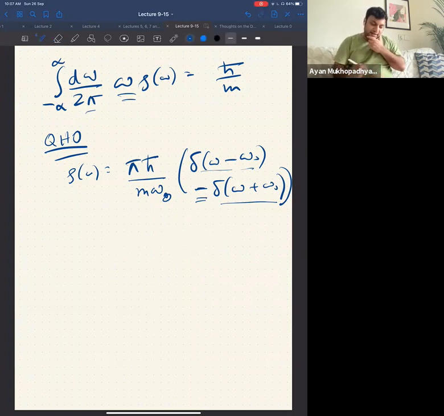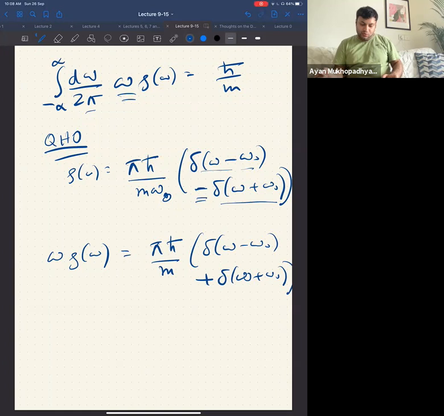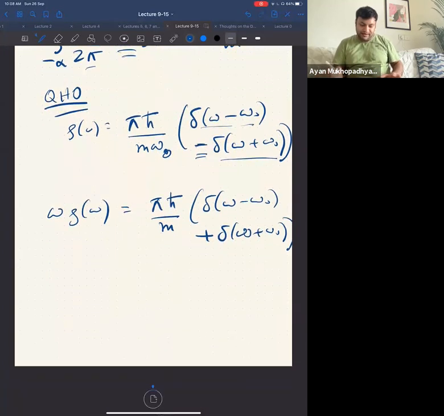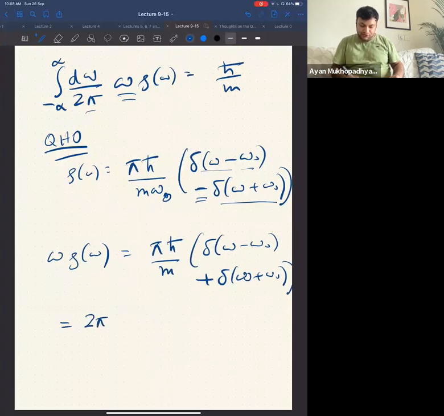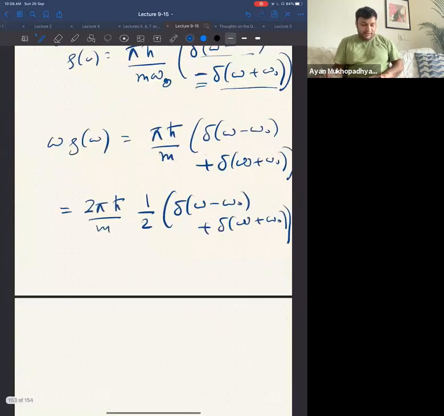Okay, so now we can give a nice physical interpretation to this rho omega. If I look at omega rho omega, this is nothing but pi h bar by m, because I can cancel omega naught. It is simply delta omega minus omega naught plus delta omega plus omega naught. What I would do is another manipulation, which is I would take 2 pi h bar by m out, and then rewrite this as half times delta omega minus omega naught plus delta omega plus omega naught. Why I'm doing this manipulation should be clear later.